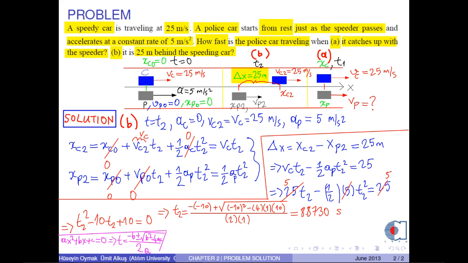Finally, at this time, the velocity of the police is found by this formula. Here, the initial velocity of the police is 0, then we obtain AP times t2. If you put the corresponding values, we get approximately 44.4 meters per second.